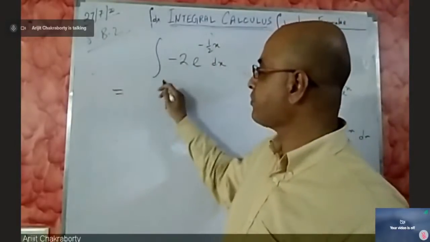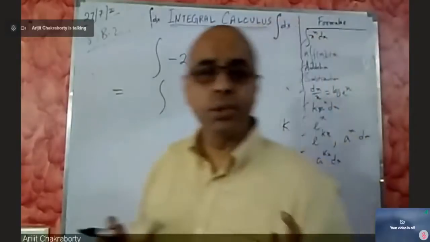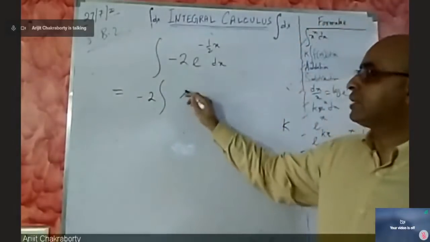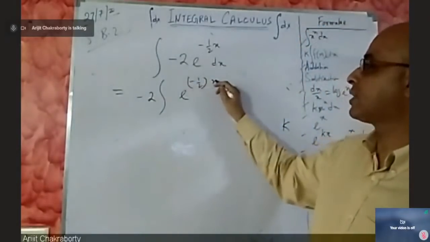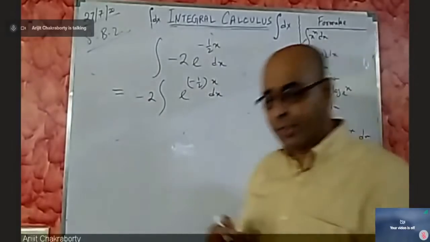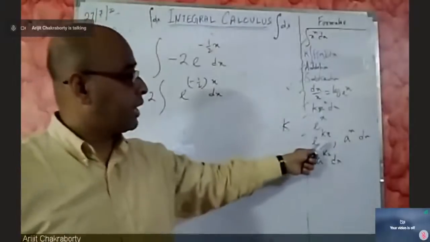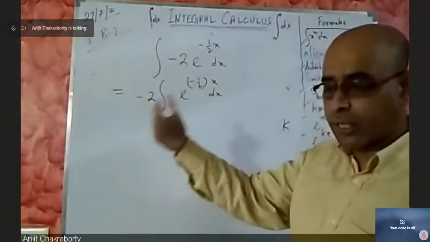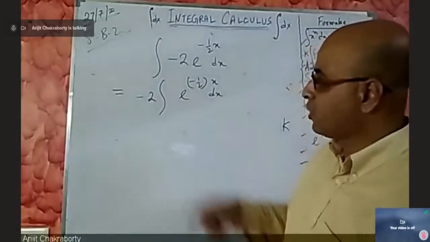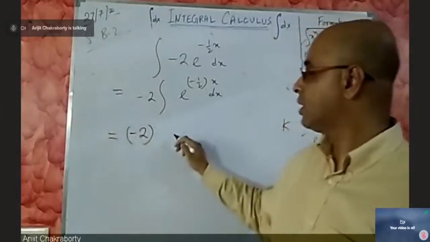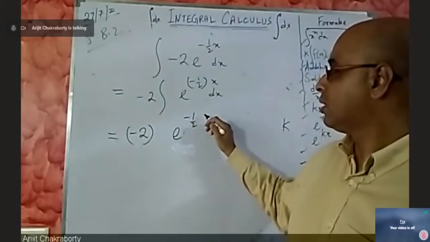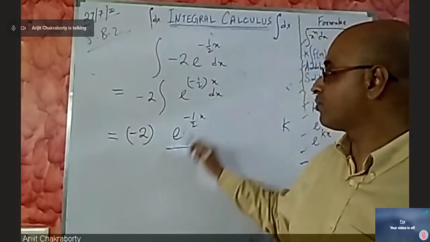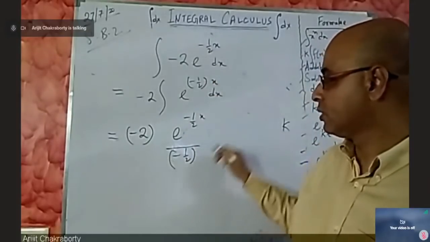Step number 1, minus 2 I bring out, because minus 2 is a constant. So it becomes minus 2 times the integral of e to the power minus half x dx. Now we know the formula e to the power kx. So e to the power kx gives you what? E to the power kx by k. So this will become minus 2 as it is, e to the power minus half x will remain as it is, but in the denominator we will have minus half plus c.